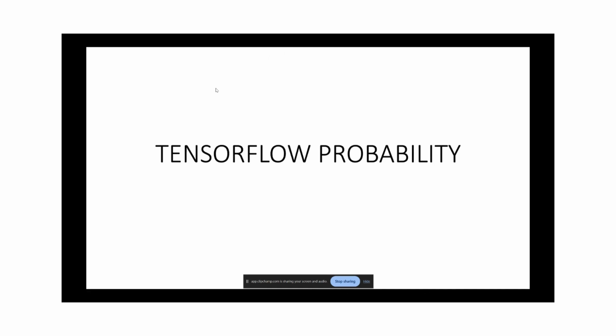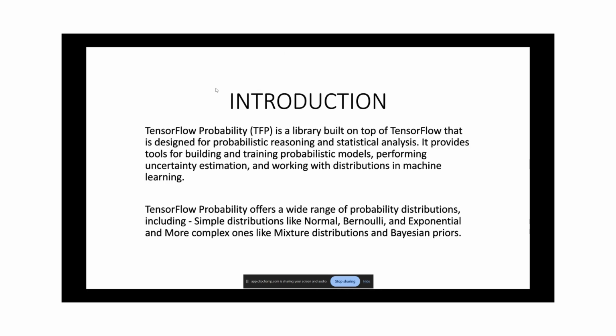Our topic for this assignment was TensorFlow Probability. Have you ever wondered how we can represent uncertainty in real world applications? In machine learning and statistics, probability distributions help us describe different possible outcomes. TensorFlow Probability is a library built on top of TensorFlow that is designed for probabilistic reasoning and statistical analysis. It provides tools for building and training probabilistic models, performing uncertainty estimation.